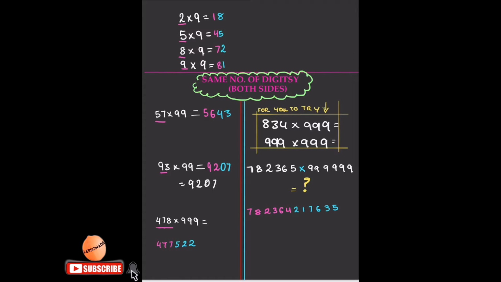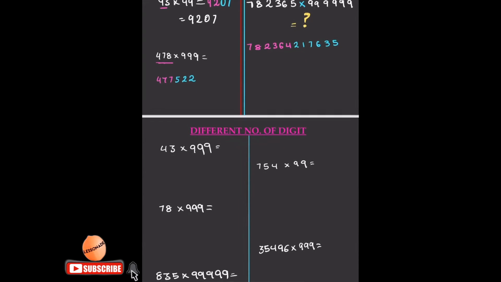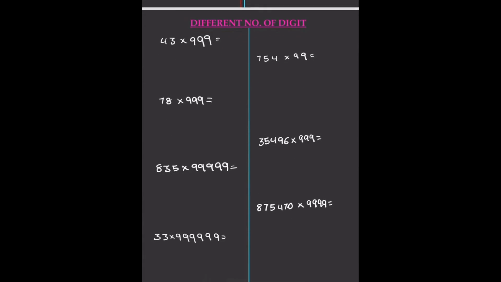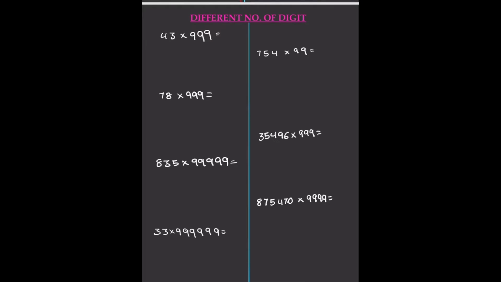Now let's go on to the different number of digits questions. These ones we're going to do a little bit differently, but not too much different. So again, we're going to do the same things as before. We're going to take away 1 from 43, which is going to give us 42. But this time, we're going to look at the number of digits on both sides.